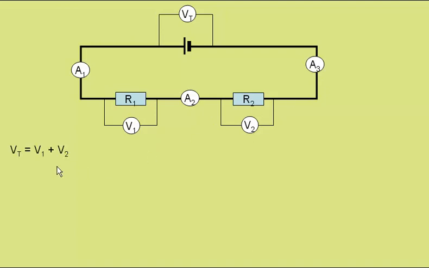Now, for a series circuit, we know that the total potential difference is equal to the sum of the individual component potential differences. But we also know from Ohm's law that potential difference is equal to current times resistance. And so we can write that the total current times the total resistance will be equal to the current through resistor 1 multiplied by resistor 1 plus the current through resistor 2 multiplied by resistor 2. All I've done is simply used IR in place of the V's in this formula.